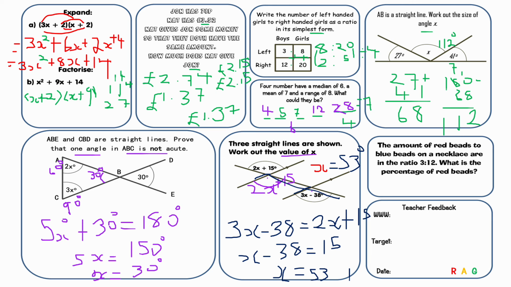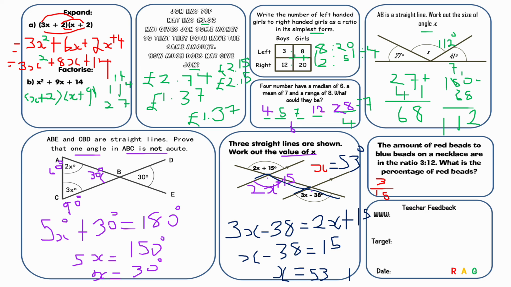Last question, guys, for today's video. The amount of red beads to the blue beads on a necklace are 3 to 12. What is the percentage of the red beads? Well, it's 3 out of 15 times 100.